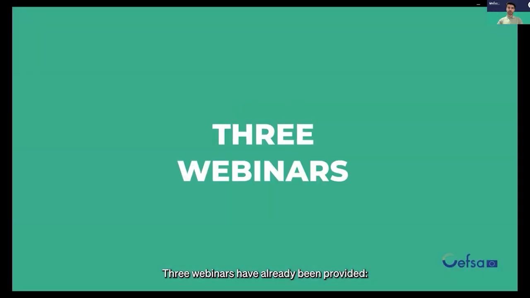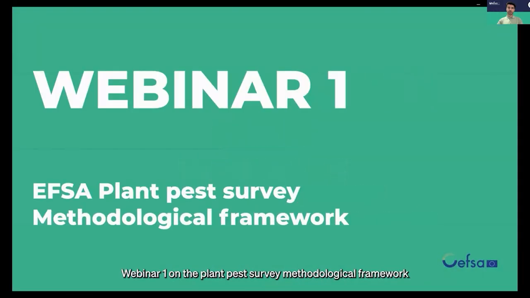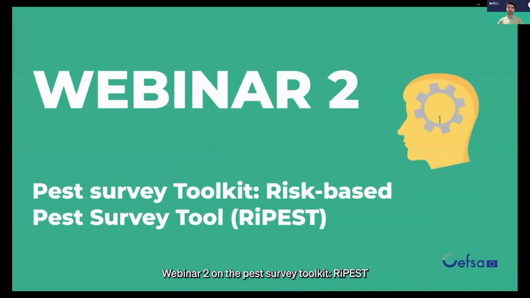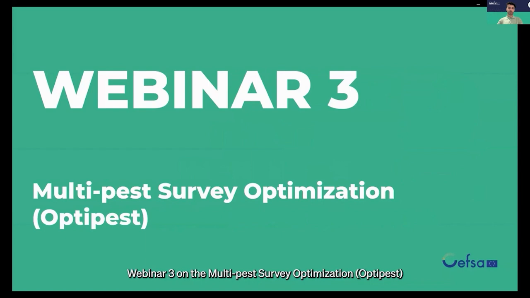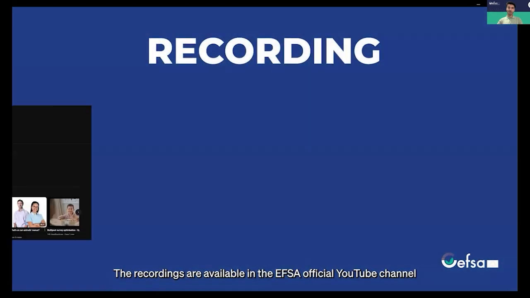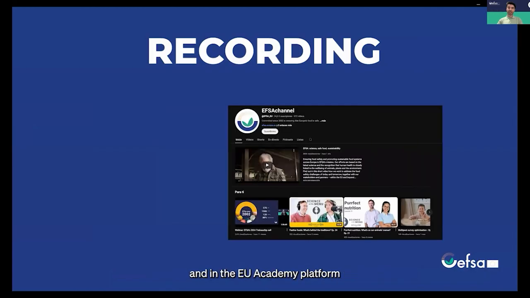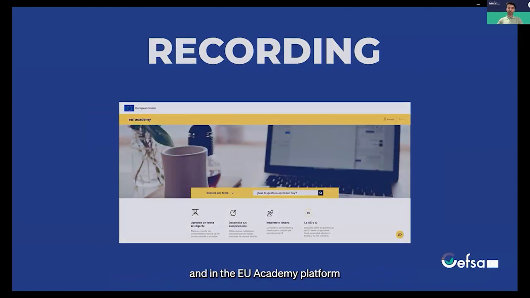3 webinars have already been provided. Webinar 1 on the Plant Pest Survey Methodological Framework, Webinar 2 on the Pest Survey Toolkit, RIPEST, Webinar 3 on the Multi-Pest Survey Optimization, OptiPest. The recordings are available on the EFSA official YouTube channel and on the EU Academy platform.